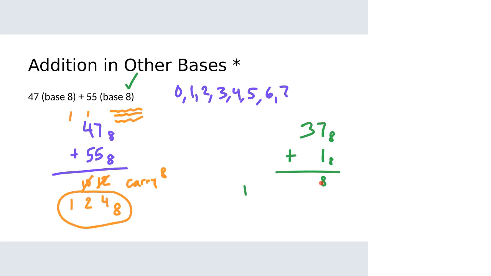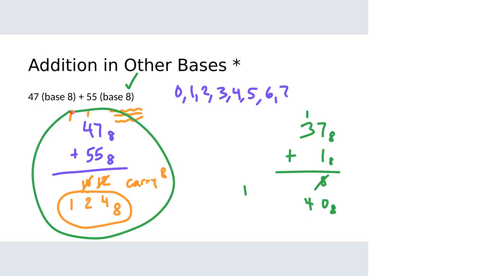Since I'm in base 8, I'm going to carry 8. This goes to 0, and a 4 comes down when I add those two. So if what comes after was hard for you, but the adding was comfortable, all you need to do is add 1, and your result will be what comes after.